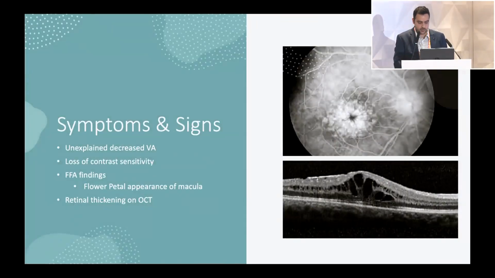So the symptoms are usually unexplained decreased visual acuity postoperatively, usually during 4 to 6 weeks after the surgery, and there is a loss of contrast sensitivity to the patient. On a fundus fluorescein angiography, there is a flower petal appearance of the macula, as we can see, and there is retinal thickening on the OCT, which shows multiple cystic spaces.